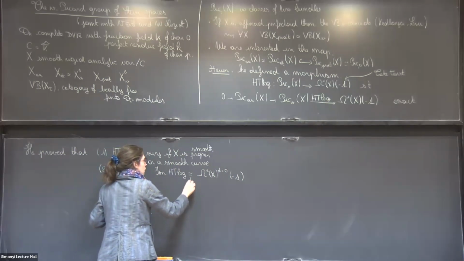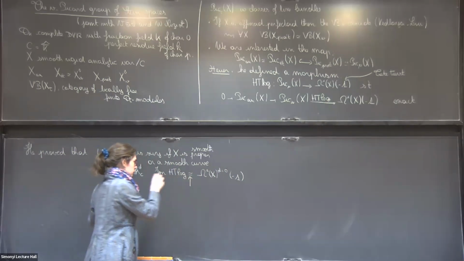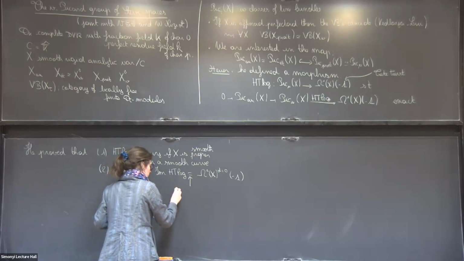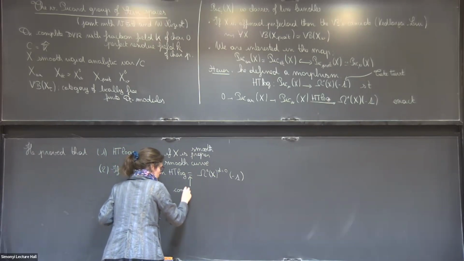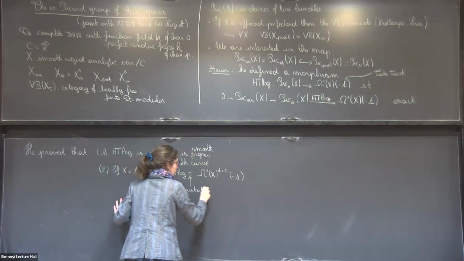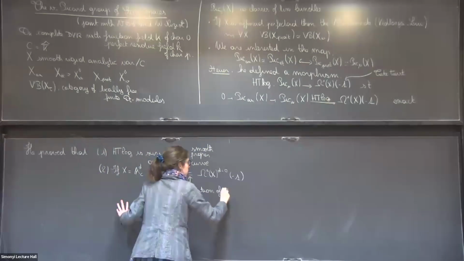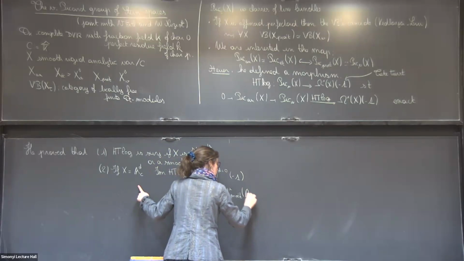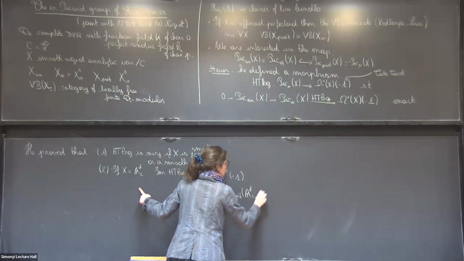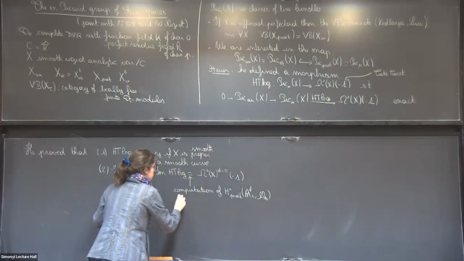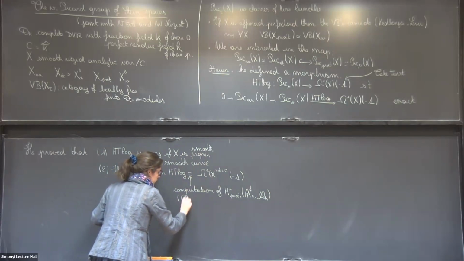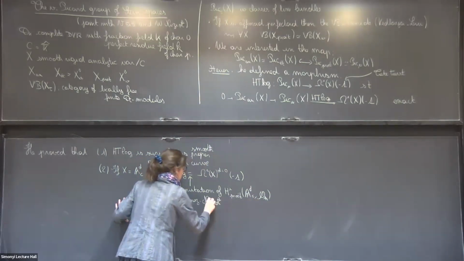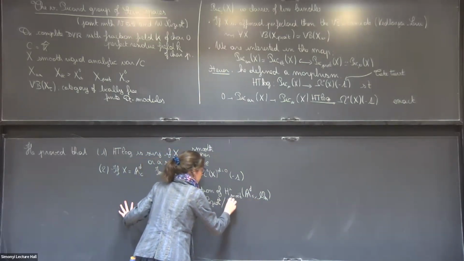And this uses the computation of the p-adic pro-étale cohomology of affine space, which is due to Colmez and Niziol, and alternatively by Bloch-Kato.